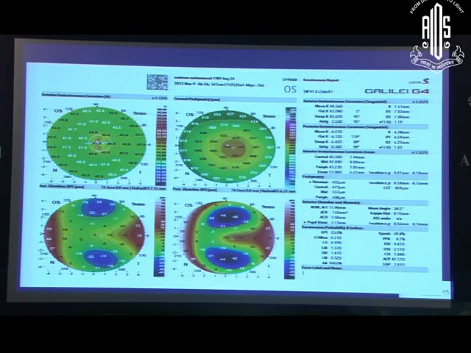the SimK value usually is at 3 millimeter. Hence, 3 millimeter is beyond this area. That's why it's not picking up, and hence we are getting a normal curvature there. But if you look here, it's definitely a steep cornea. Well, interesting. You go to the next map here.